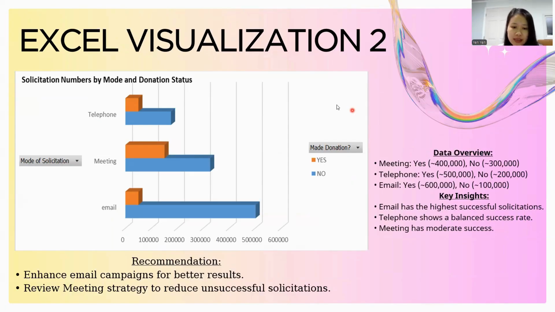Next up, let's look at success rates by method. This chart shows the number of successful and unsuccessful solicitations. Email had a high number of yes responses, around 600,000, but also a lot of no responses at 100,000. Telephone is more balanced, with 500,000 yes and 200,000 no, and meetings are in the middle, with 400,000 yes and 300,000 no. The key takeaway: we should enhance email campaigns to get better results and review our meeting strategy to cut down on those unsuccessful asks.